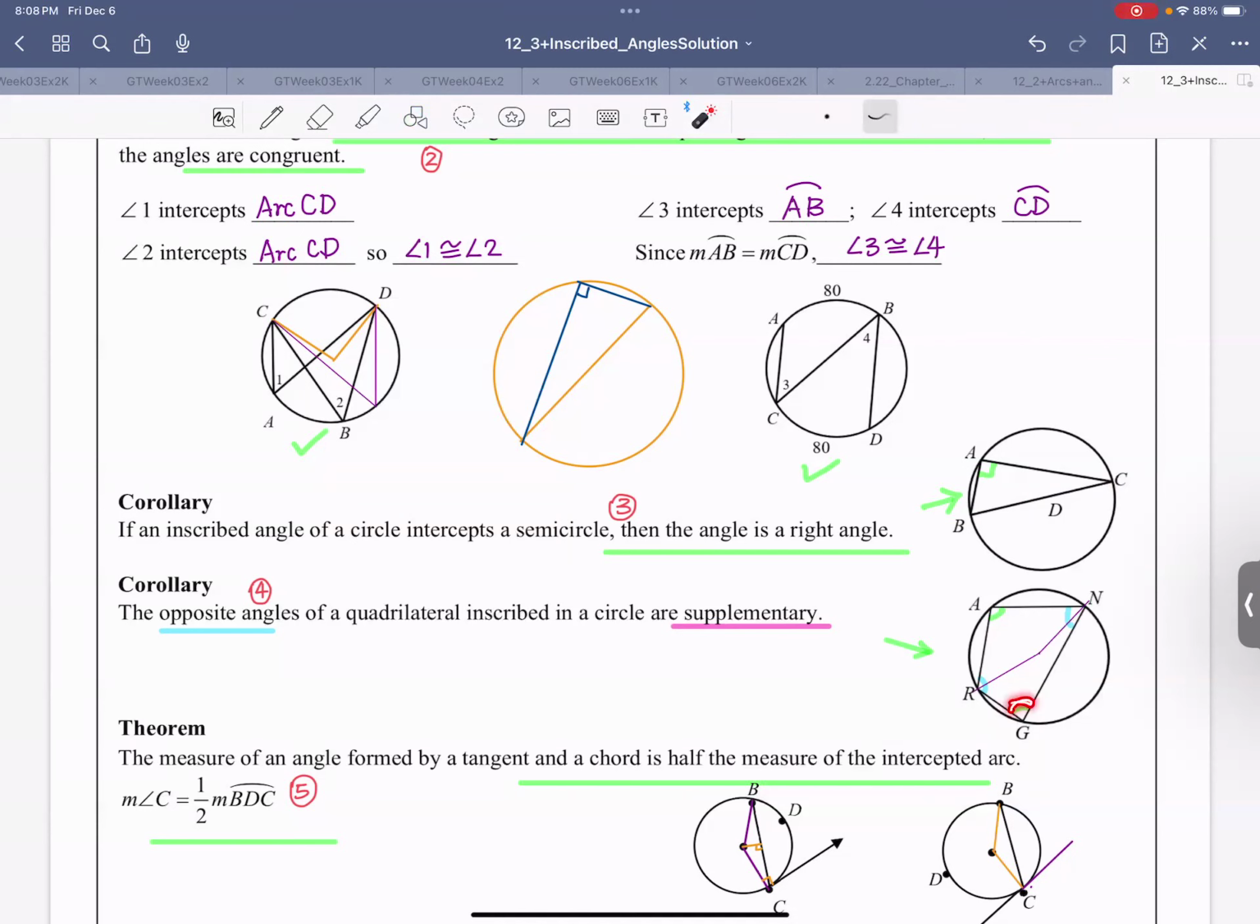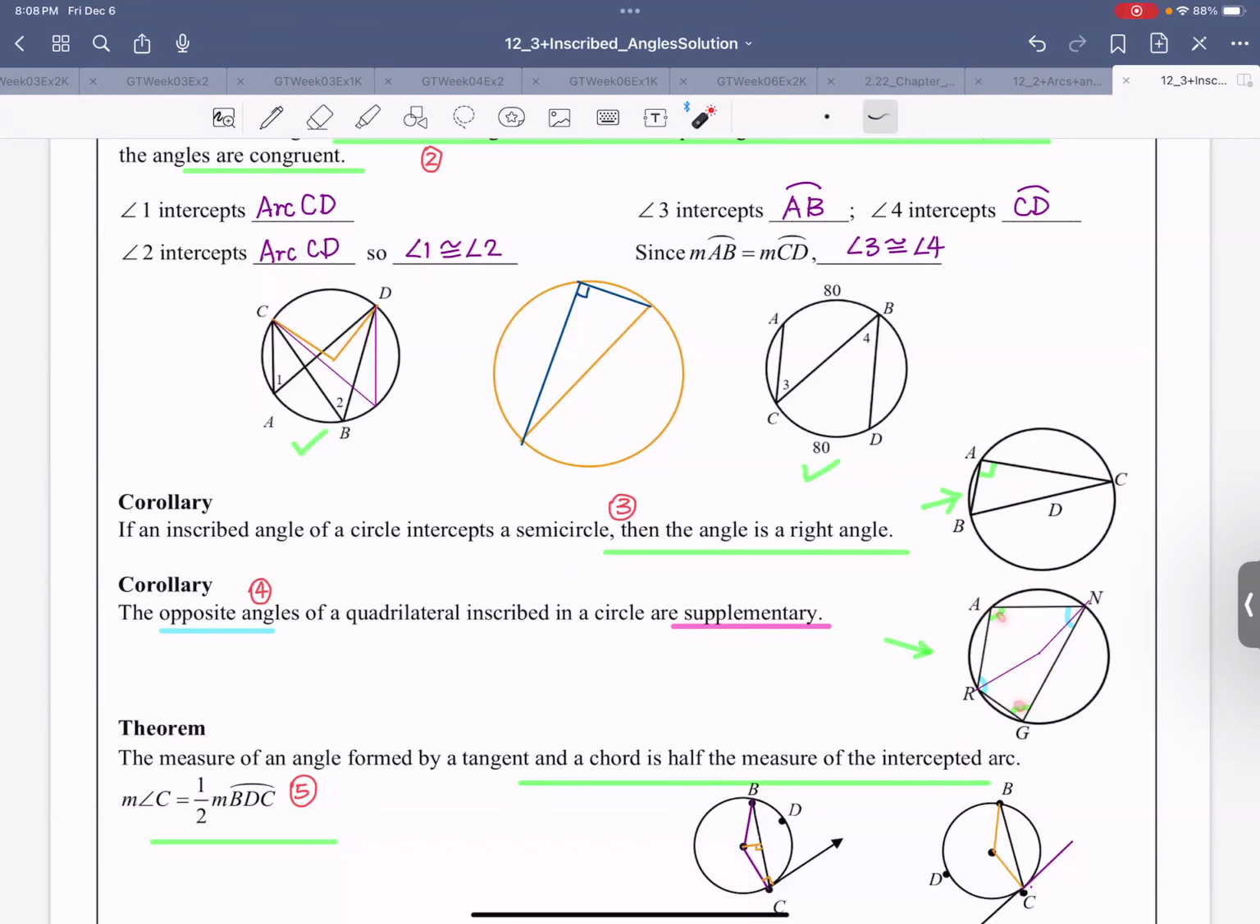That angle corresponds to this arc, so that angle is half of this arc. This green angle corresponds to this arc, so this angle is half of this arc. These two arcs together are 360. The sum of these two angles is half of this 360. So that's why these two are 180.